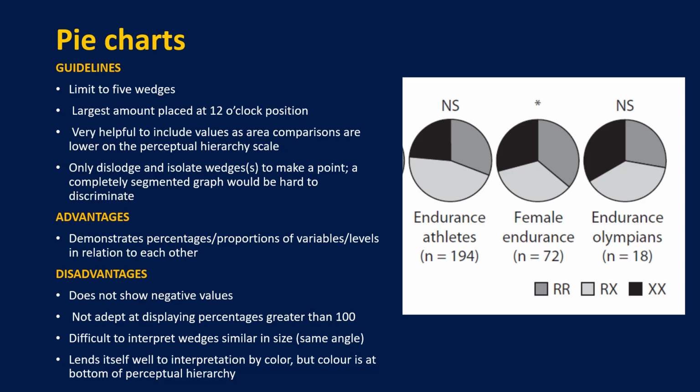If you've got anything which is greater than 100%, so let's say there was something which is 120%, you couldn't show it on a pie chart. So they only work where you've got a range of data which goes from 0 to 100%. The next problem you've got is if you look, for example, at a pie chart for endurance athletes and a pie chart for female endurance athletes, we've got the two groups. It's very difficult to make an interpretation if you compare the XX on those two graphs. You could probably suggest that it's slightly larger in the females than the endurance athletes, but it's very hard to make that interpretation.